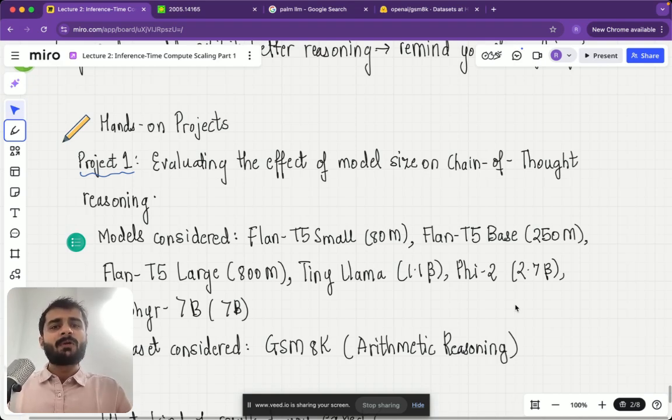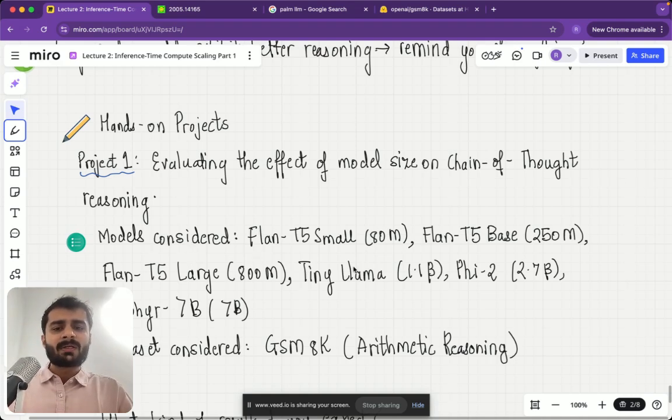So, whenever we are going to look at projects in this course, we are going to look at specific problem statements which are going to help us understand something on a deeper level. So, we are going to probe some questions. For example, in project 1, we are going to understand whether we can evaluate the effect of model size on chain of thought reasoning by ourselves. Okay, so we are going to understand how model size affects the chain of thought reasoning.